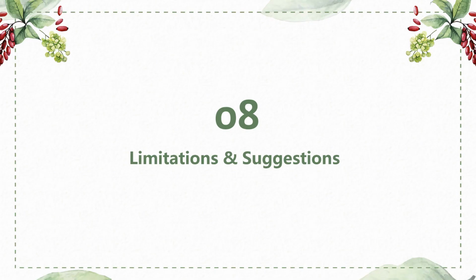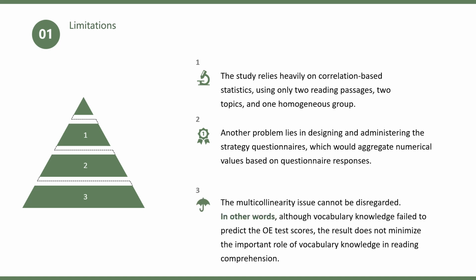Then we come to Part 8, Limitations and Suggestions. Admittedly, this study has some limitations. It relies heavily on correlation-based statistics, using only 2 reading passages, 2 topics, and 1 homogeneous group. Another problem lies in designing and administering the strategy questionnaires, which would aggregate numerical values based on questionnaire responses. Therefore, the results do not inform us of what is occurring in the test taker's minds during the test, or how a test taker handled a keep option or distractor.